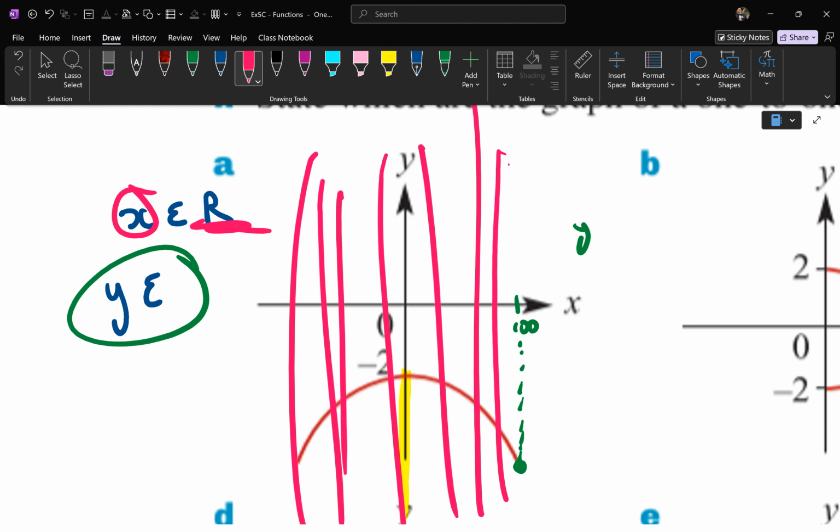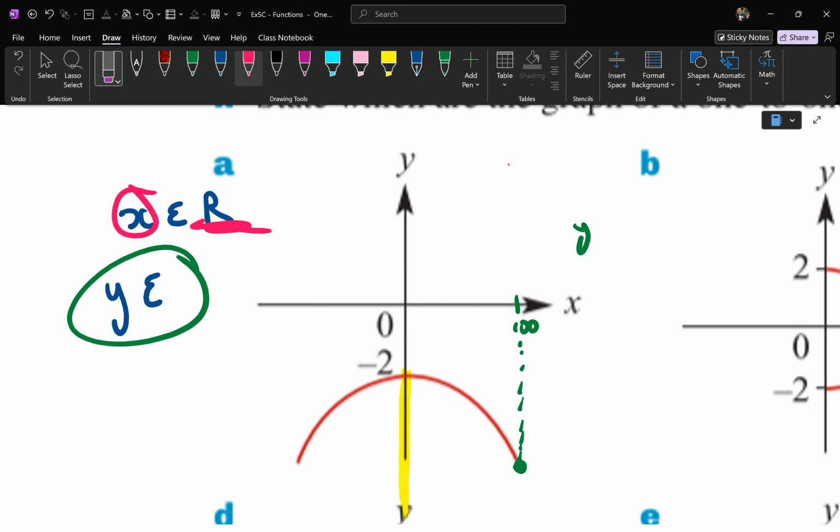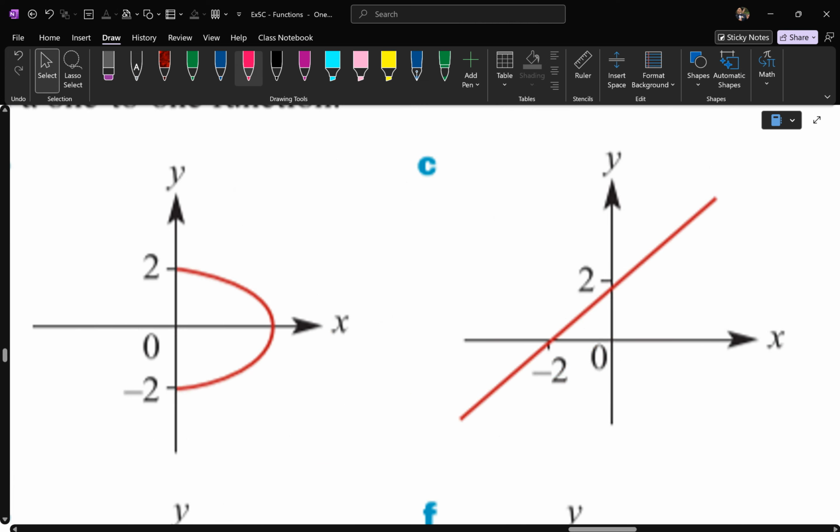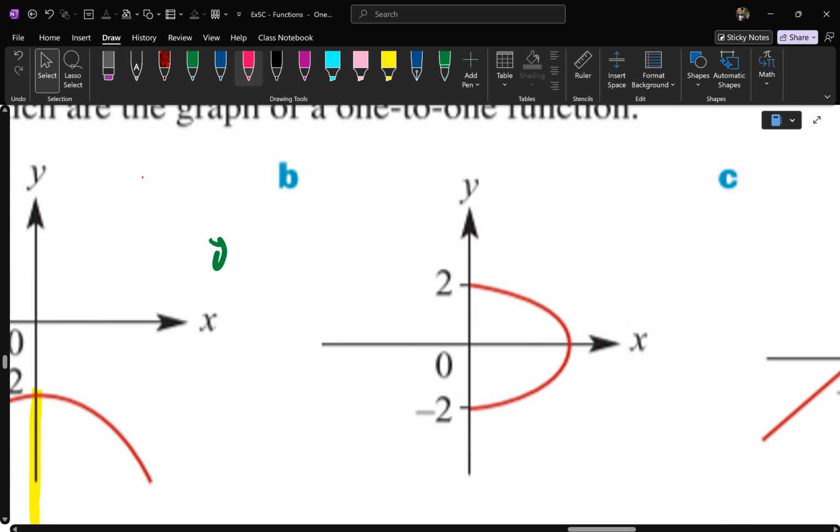So if that helps you, x is vertical lines and y is horizontal lines. Wherever it touches the graph, that's the maximum, and wherever it keeps going, that goes infinitely. Let's try another one. Let's go to B. Think about vertical lines and horizontal lines. Let's go over here. So think about vertical lines.